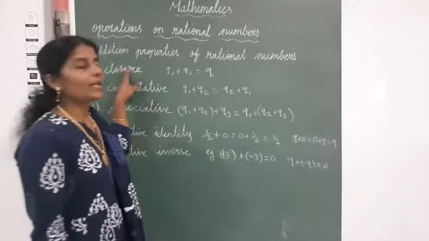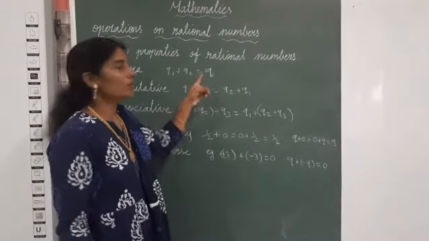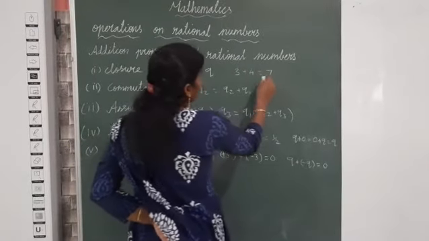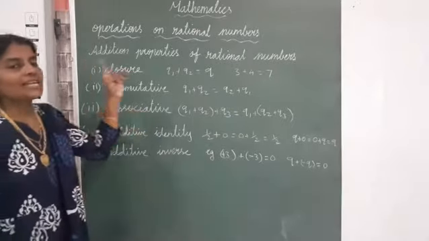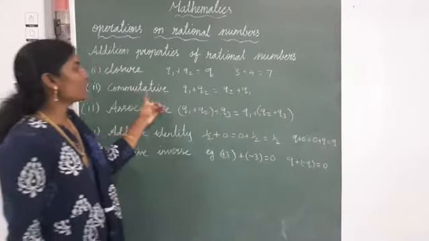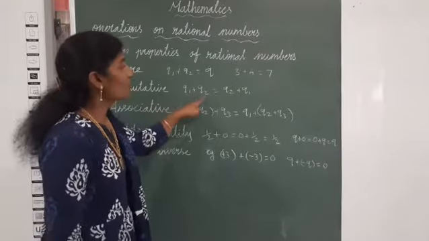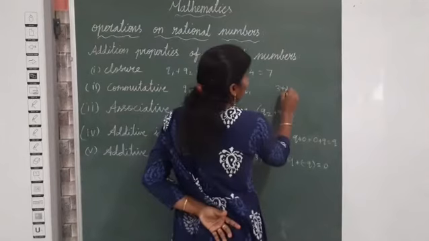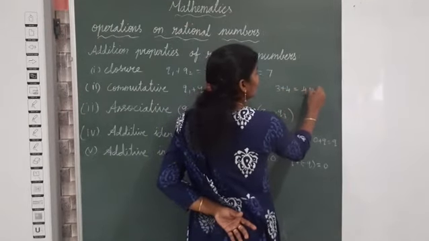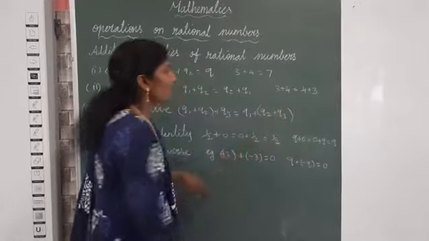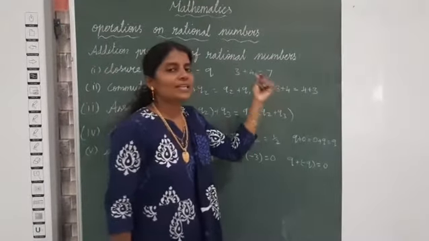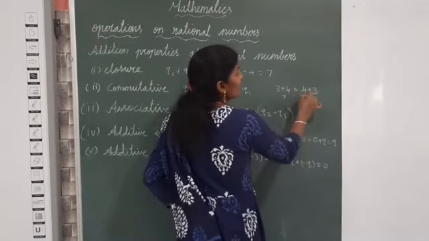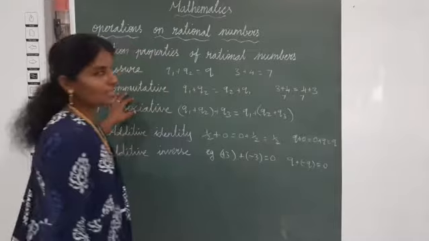What is the closure property? Q1 plus Q2 is equal to Q. For example, 3 plus 4 equal to 7. Isn't it? 3, 4 and 7 are rational numbers. Now we have commutative property. Q1 plus Q2 is equal to Q2 plus Q1. Now here 3 plus 4 equal to 4 plus 3. If we change the order, we will get the same answer. Here 3 plus 4 is equal to 7, but 4 plus 3 also 7. This is commutative property.